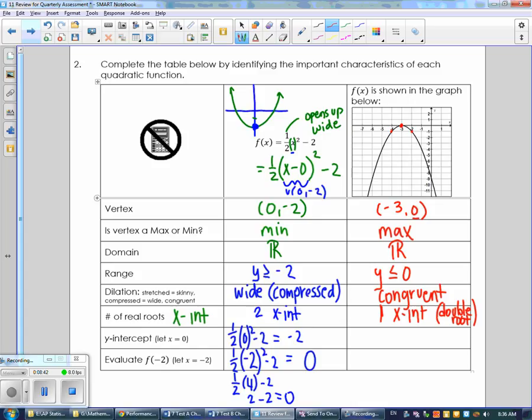The y-intercept, where does x equal 0? Well, I think about my value of x equals 0, that brings me to this point on the graph. And I can just look at it and see that my y-intercept occurs at -9.